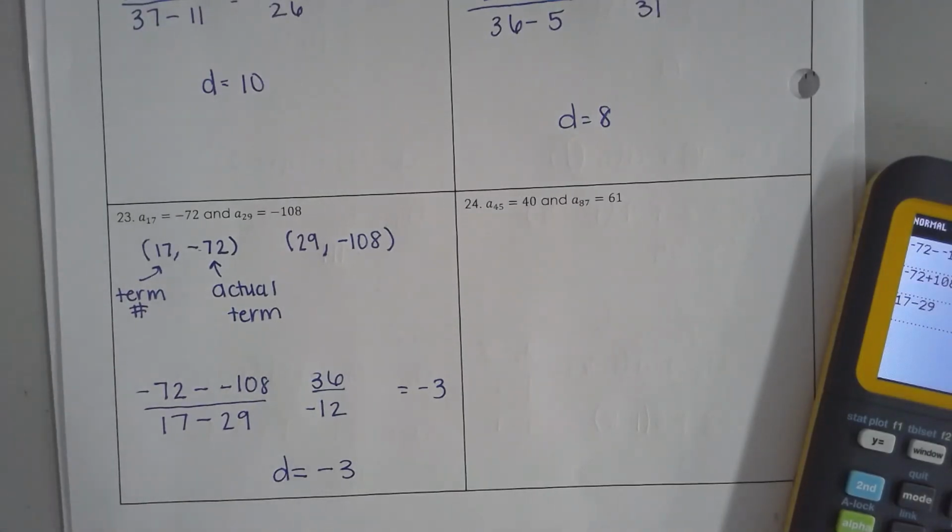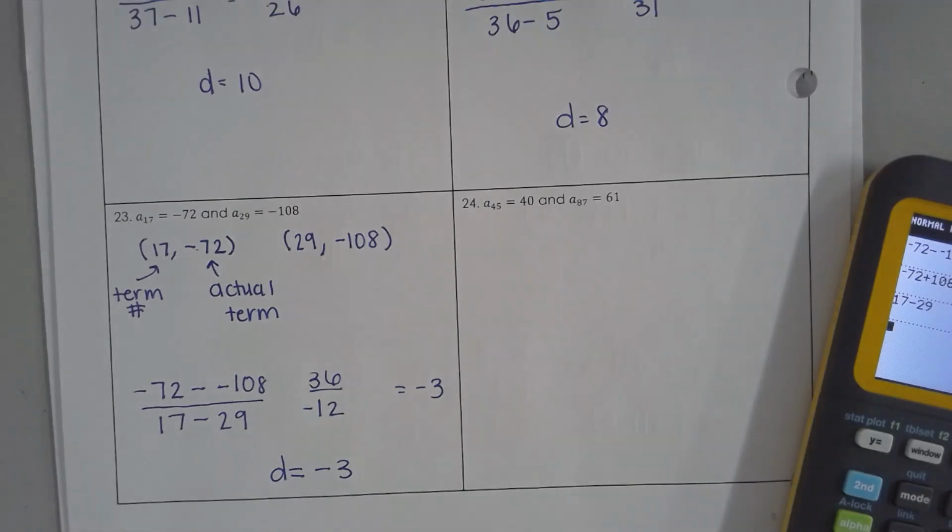Number 24, go ahead and set that one up. You don't have to write everything out that it would take without typing it in the calculator.